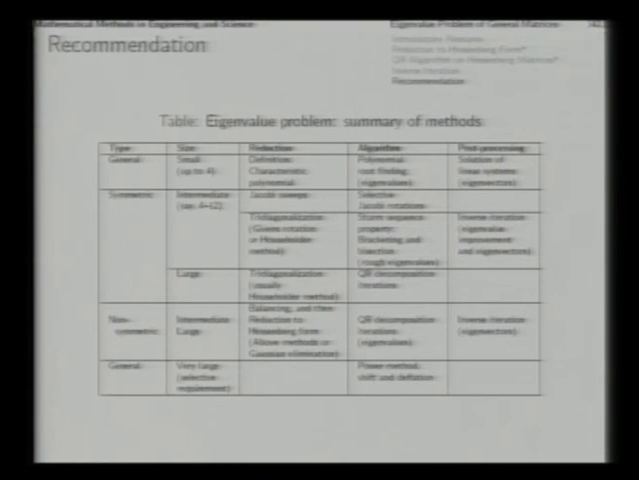If you are working with a non-symmetric matrix of intermediate or large size, then first you will reduce it through balancing and then to the Hessenberg form, either through these methods or through Gaussian elimination based methods. Then you can use QR decomposition iterations to triangularize the matrix and get the eigenvalues, and finally you can use inverse iteration to refine the eigenvalues and determine the eigenvectors.